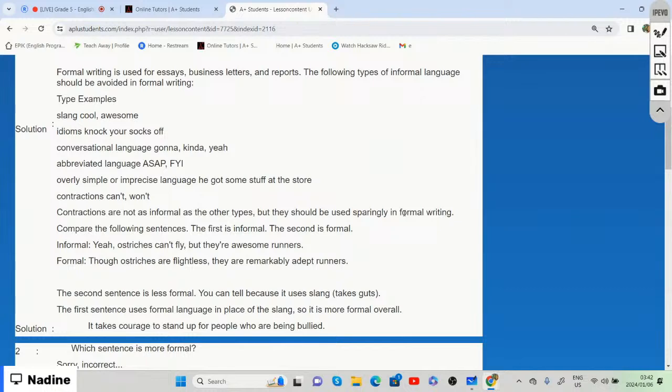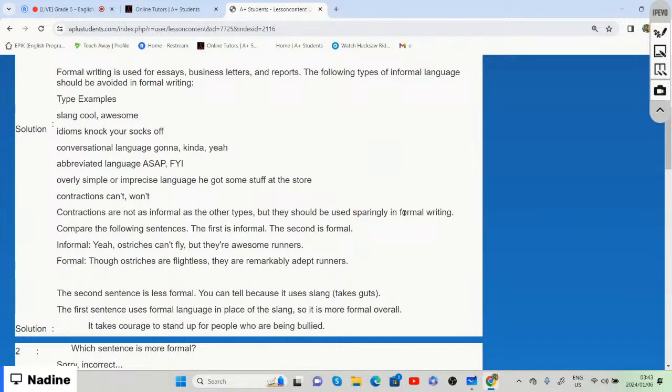You cannot use words like ASAP, FYI, NM for never mind, you know? So you cannot use those types of language, because remember, we are writing formally, right? Formal writing, like with essays, business letters, and reports, you don't use slang, you don't use abbreviated language, you don't use idioms, and you try to avoid conversational languages.